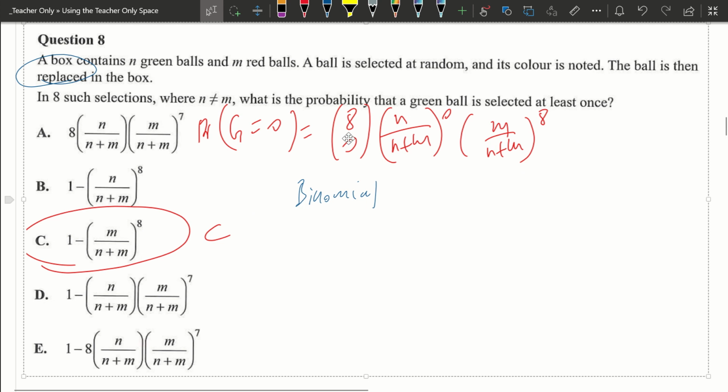Oh, by the way, selecting 0 from 8 is 1, and anything to the power of 0 is 1. So you have 1 times 1, and you're left with this thing here, and that's where option C comes from.